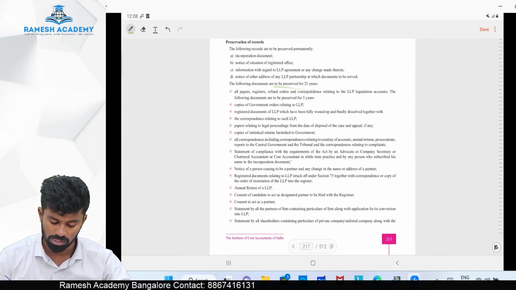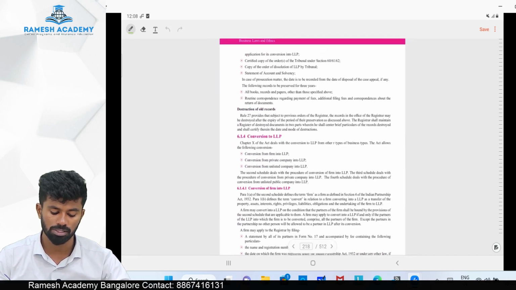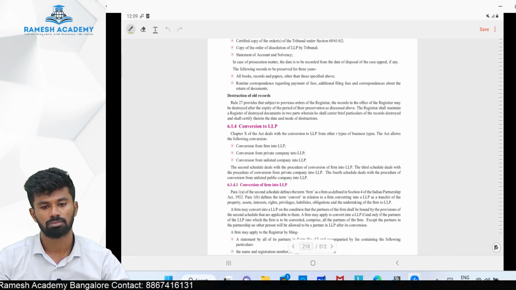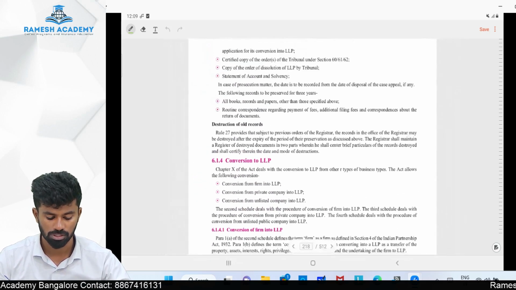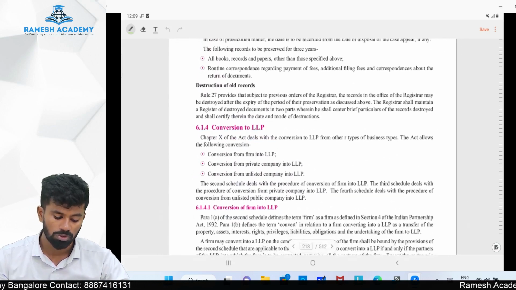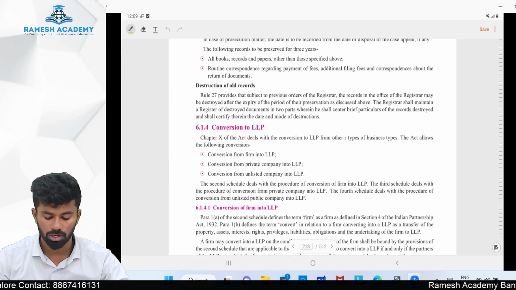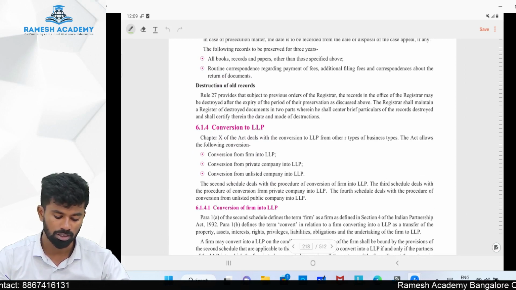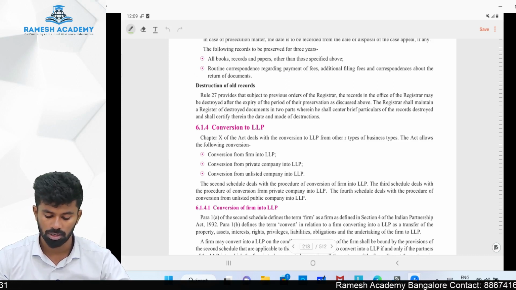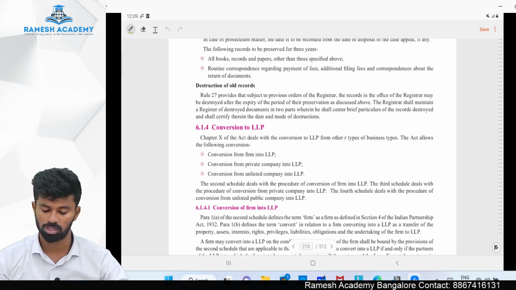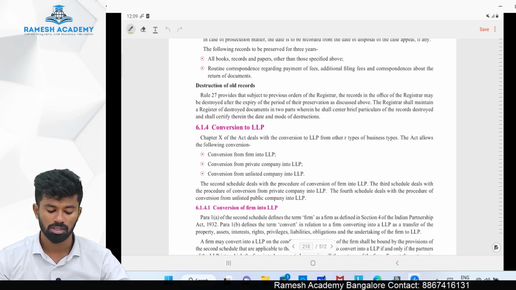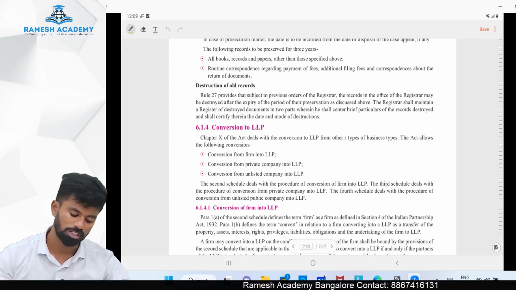All these documents are to be preserved for how many years? 21 years. Okay. So then we have destruction of old records. The registrar shall maintain the register of destroyed documents in two parts, wherein you will enter brief particulars of the records destroyed and shall certify therein the date and the mode of destruction.